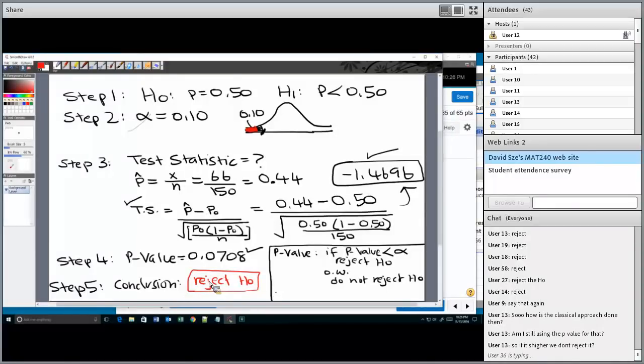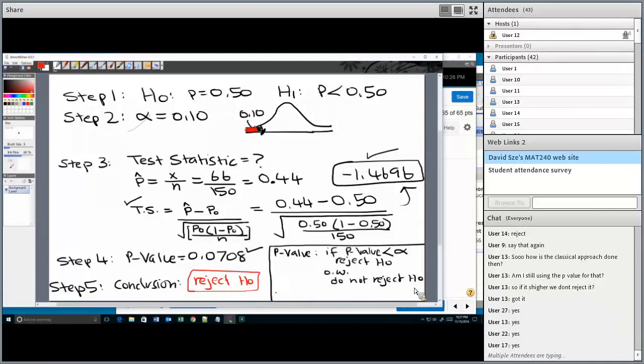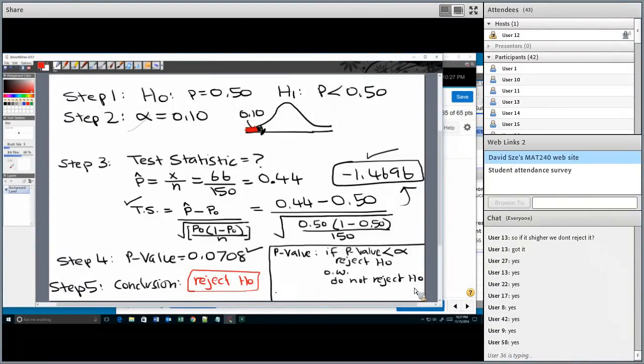Let me get to the classical approach now. I want to make sure the p-value approach is clear. Yes, Jessica, that's right. Remember here I said otherwise do not reject, right? If the p-value is less than alpha, reject the null hypothesis. Otherwise, do not reject the null hypothesis. So the p-value has to be less than alpha to reject the null hypothesis. Otherwise, you will not reject it. Is this piece clear? And now I can talk about the classical approach.